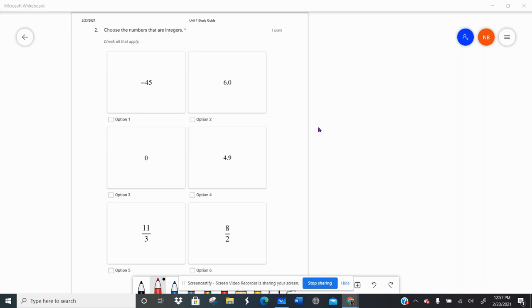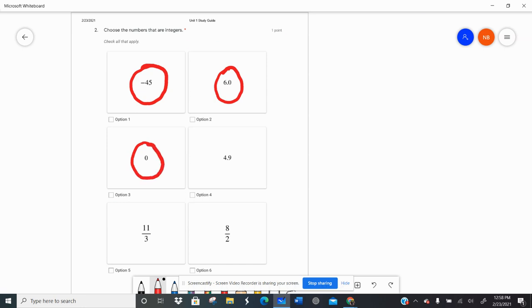All right, so let's go in and solve these problems. Let's start with this first one. It says choose the numbers that are integers. Remember, an integer is a whole number, its mathematical opposite, or zero. So negative 45 is an integer. 6 is an integer. Even though it has that .0, 6.0 is the same as 6, so that is an integer. 0 is an integer.